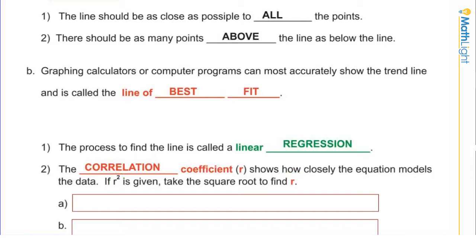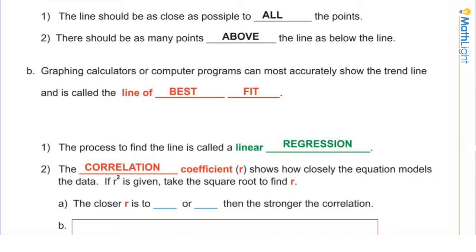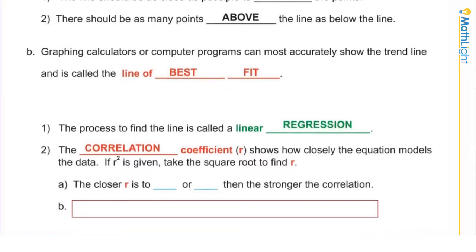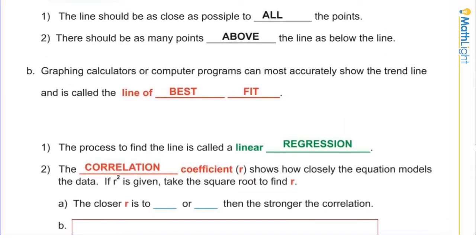And when I did Excel, it actually gave me R squared, and I converted it to R. Okay, so you have to be aware of that. Here's the thing about R. The closer R is to 1 or -1, then the stronger the correlation.